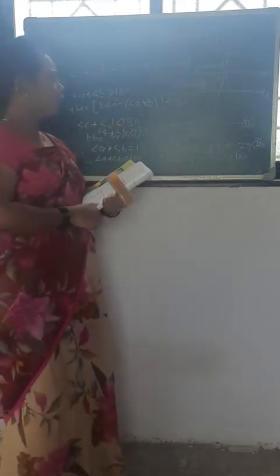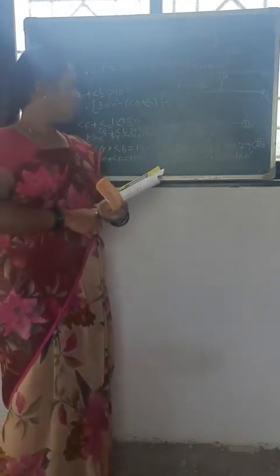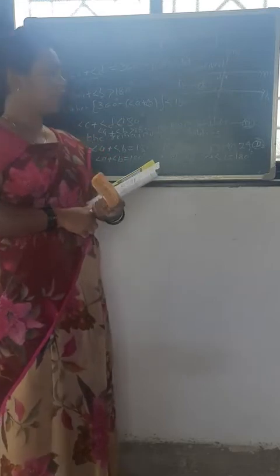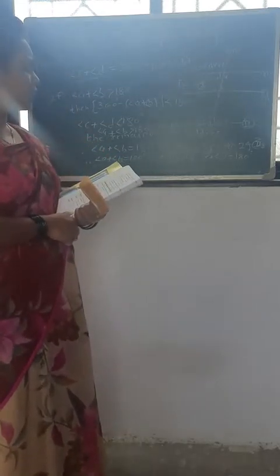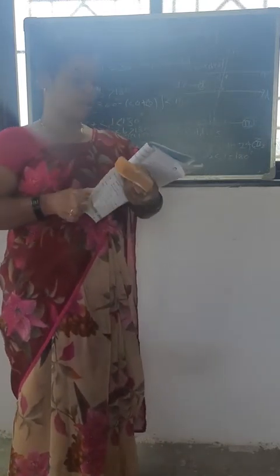We had to prove angle A plus angle B is equal to 180 degrees and angle C plus angle D is 180 degrees. This is the interior angle theorem.